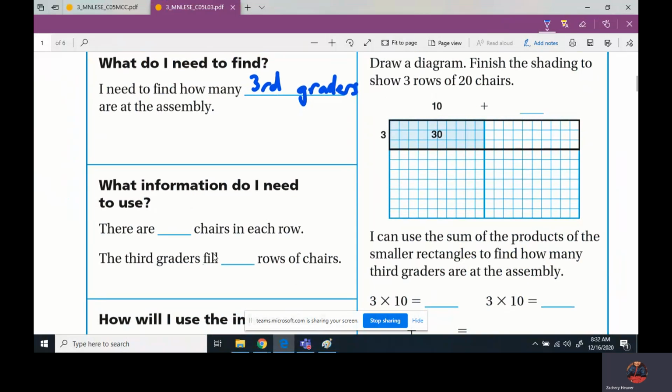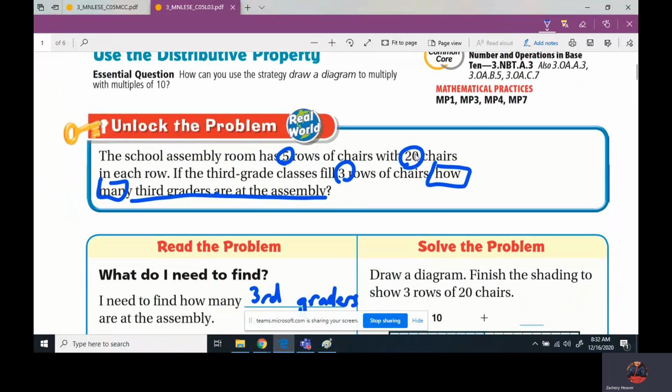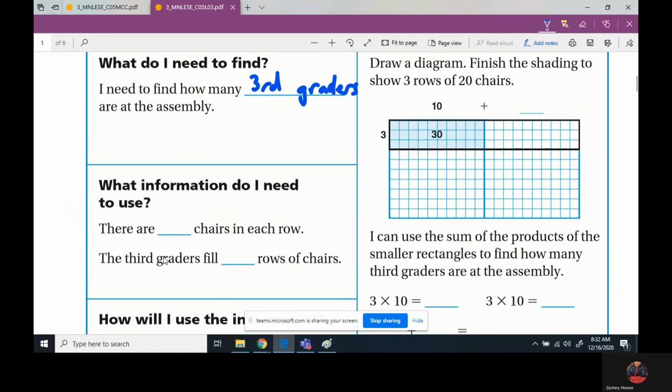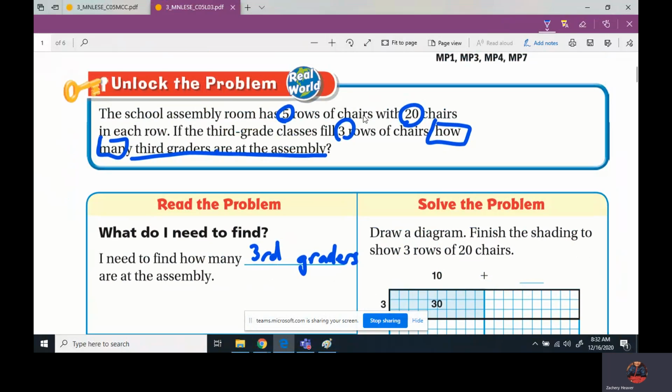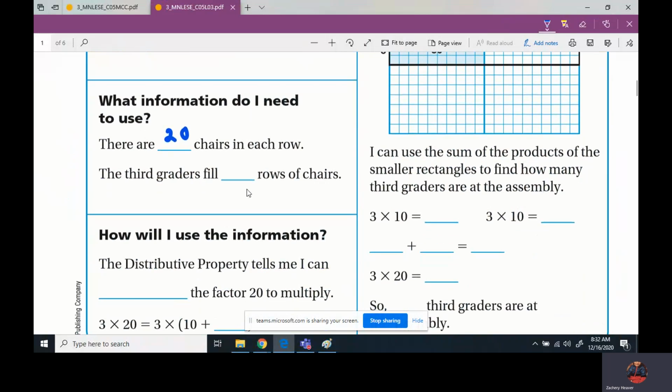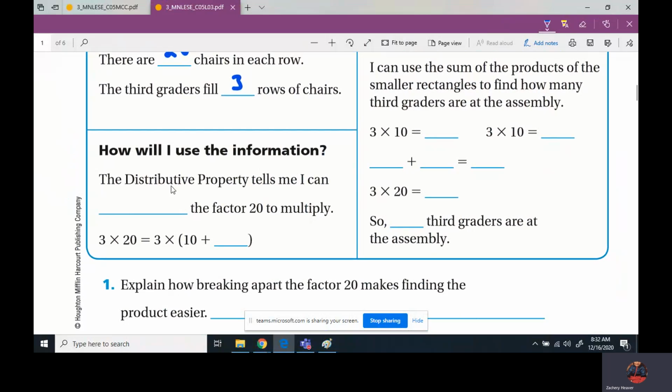And what information do I need to use? Well, we know that there are 20 chairs in each row. And the third graders fill how many rows? If the third grade class fills 3 rows. And then how will I use this information? It says the distributive property tells me I can break apart the factor 20 to multiply.